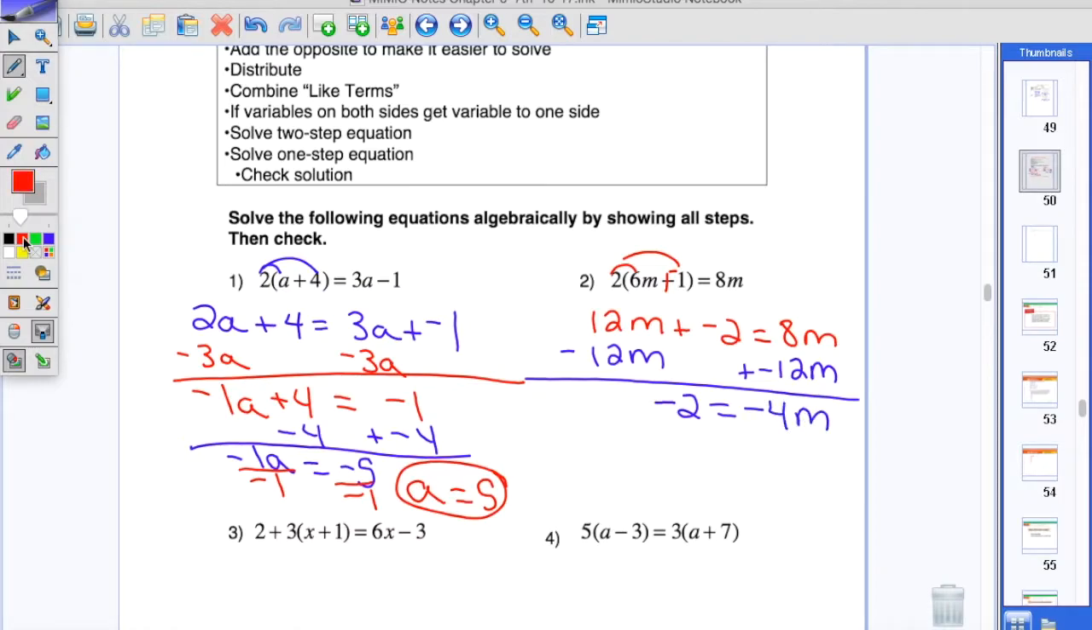Now we have a one-step equation. So we're going to divide both sides by negative 4 to get that variable by itself. On the right side, you're left with m. And then on the left side, a negative divided by a negative is a positive. And then we just have the fraction 2/4. So all we just need to do is reduce the fraction to a half. A half is also the same thing as 5/10 or 0.5.